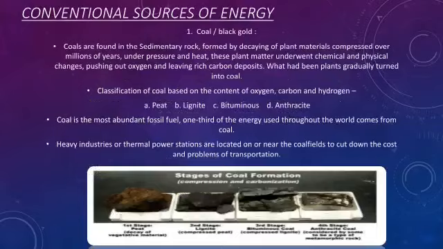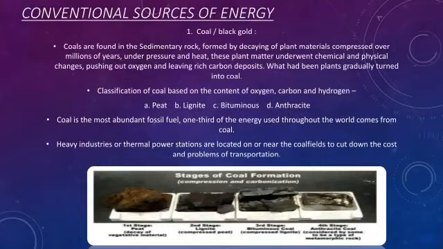Next topic, conventional sources of energy. The first example we have is coal, commonly known as black gold. Coal is found in the sedimentary rock formed by decaying of plant materials compressed over millions of years. Under pressure and heat, these plant matters underwent chemical and physical changes, pushing out oxygen and leaving rich carbon deposits. What had been plant gradually turned into coal.